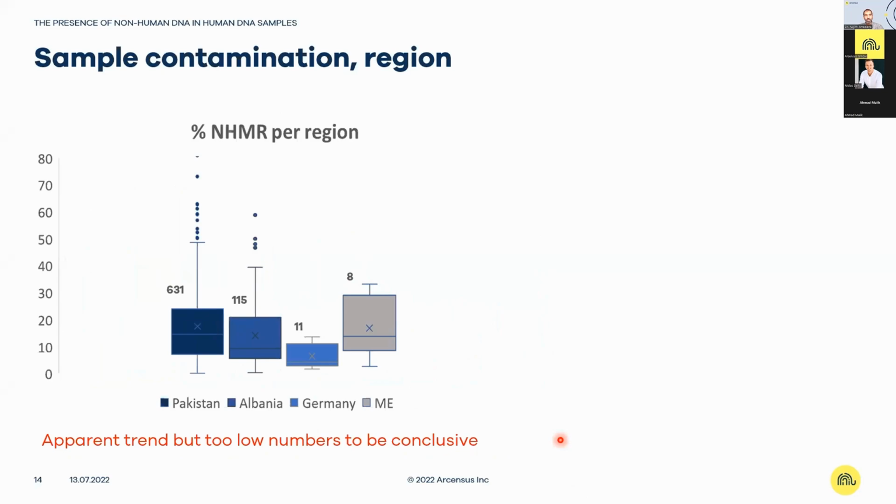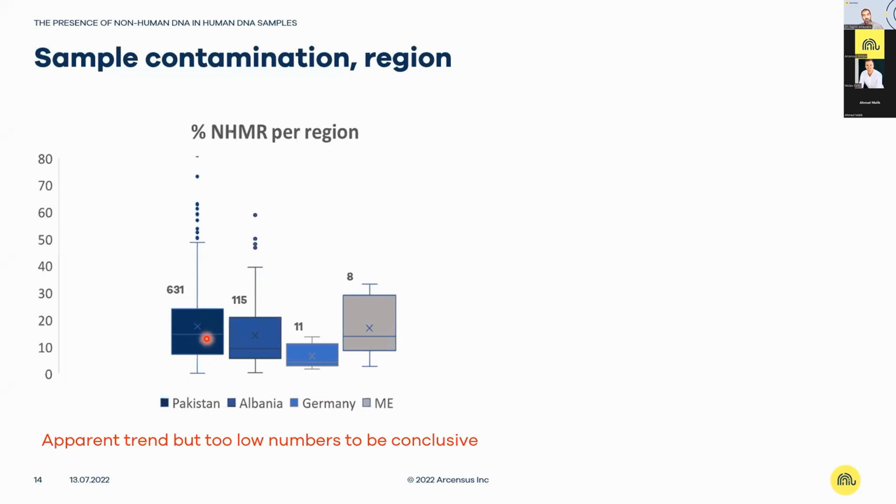So then we checked whether, just based on the region, so from which region we have sampled the cases, we can find a difference in the percentage of these non-human mapped reads. We clustered the samples which came from either Pakistan, Albania, Germany, and the Middle East. On top of each bar, you can see the number of samples that belong to this particular group. Although there are some slight differences between the regions, the numbers within each group deviate slightly, or deviate drastically between some of the groups.